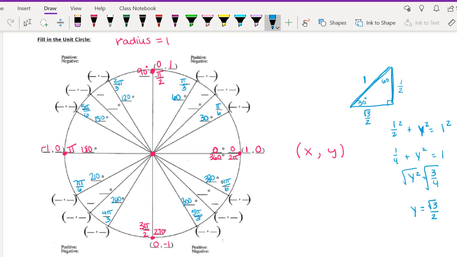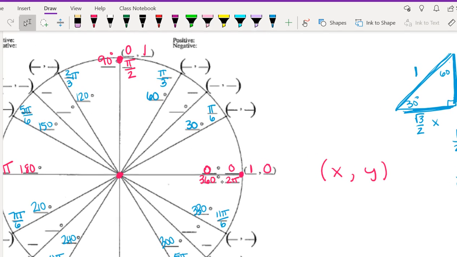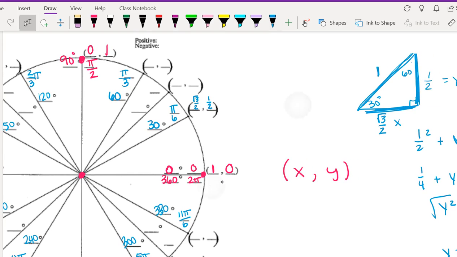Well, this value is the y value, and this value is the x value because it's the number of units over, which means that this ordered pair is going to be the square root of 3 over 2, and the y value is a height of 1/2. Okay, that's the ordered pair. We'll talk in a second about how that relates to trig.